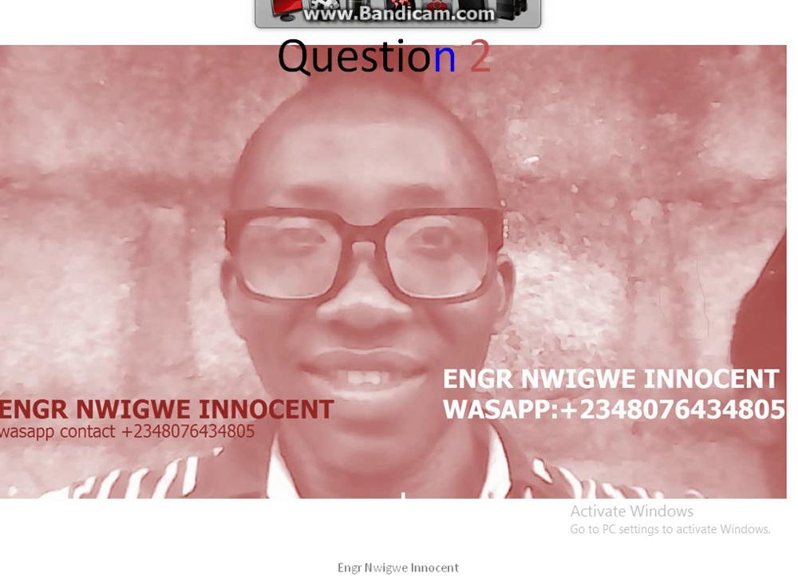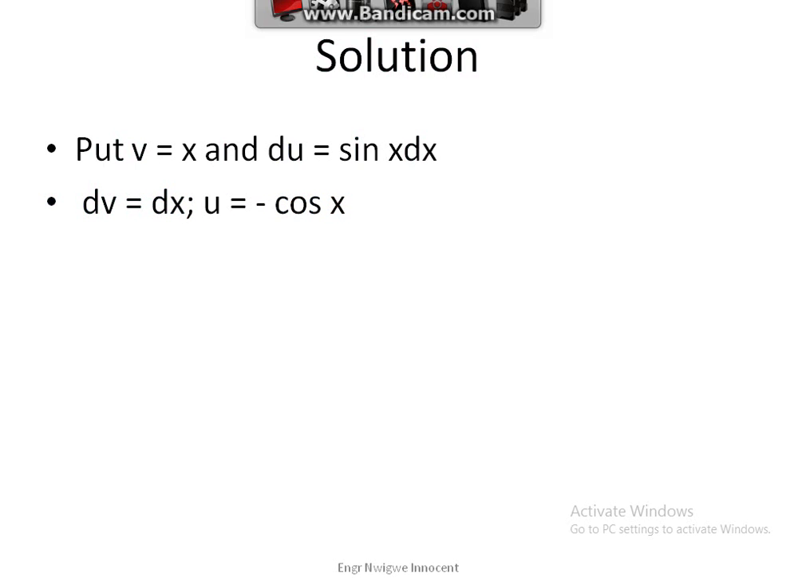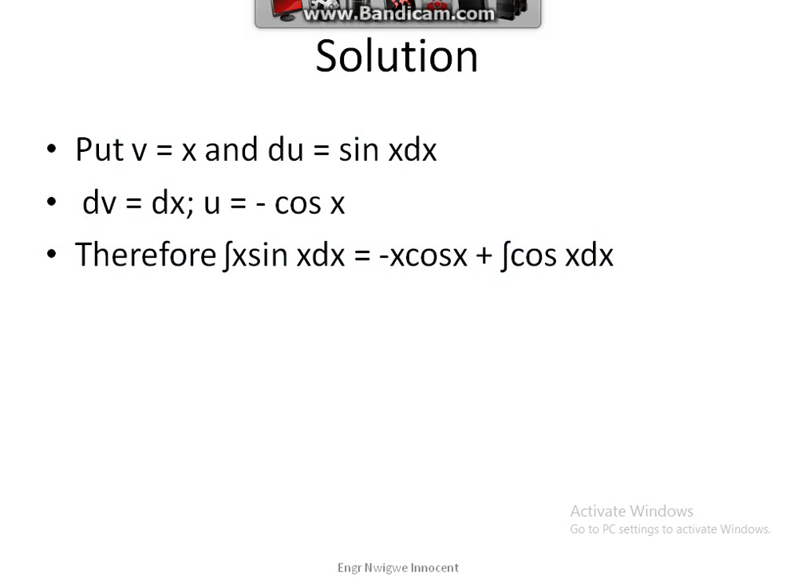Evaluate the integration of s sine s ds. Solution. Put v equals s and du equals sine s ds. Then dv is equal to ds, and u is equal to minus cos s. Therefore, the integral of s sine s ds is equal to minus s cos s plus the integral of cos s ds, which is equal to minus s cos s plus sine s plus c.